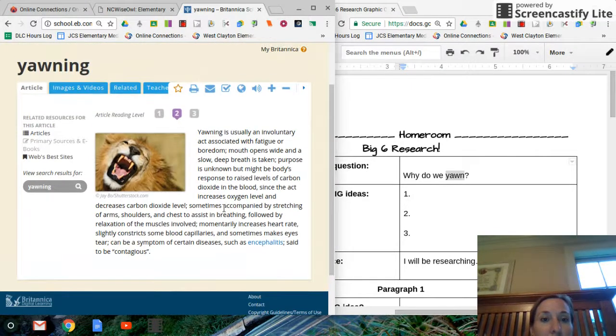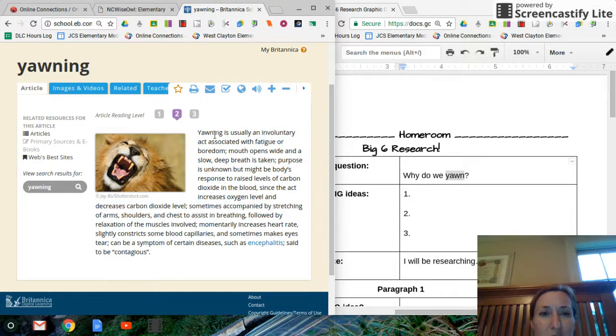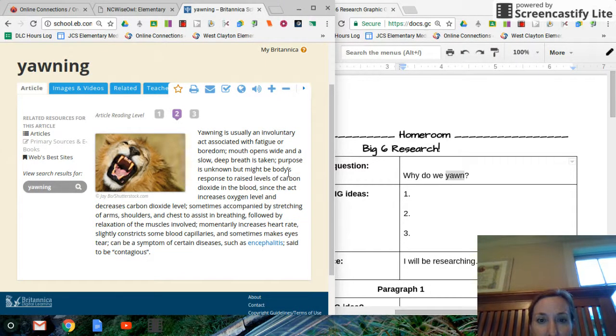Now it's not a very long article, it's just this one paragraph. So I'm going to try to read just the first sentence. That's what I always tell kids. Read the first sentence and see if it's something that you think you can use. So here we go. Yawning is usually an involuntary, hold on, what in the world is involuntary? I have no idea what that word means.